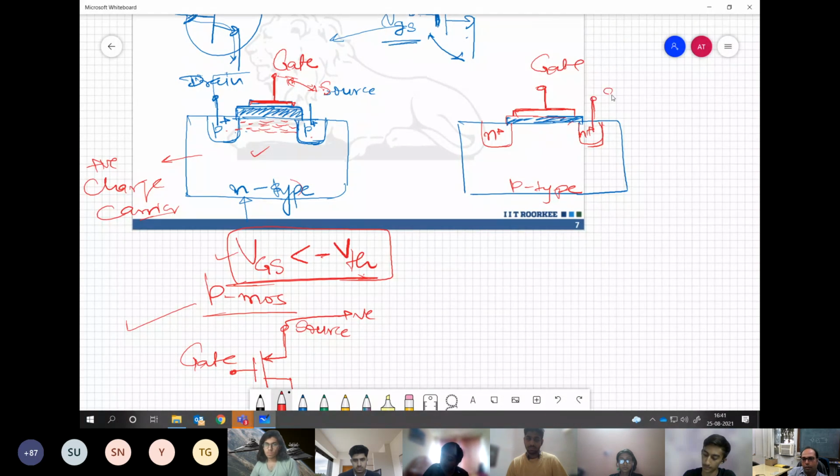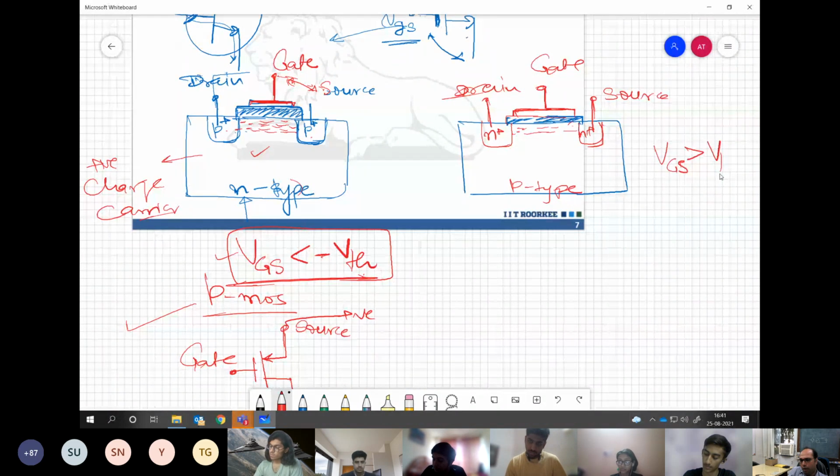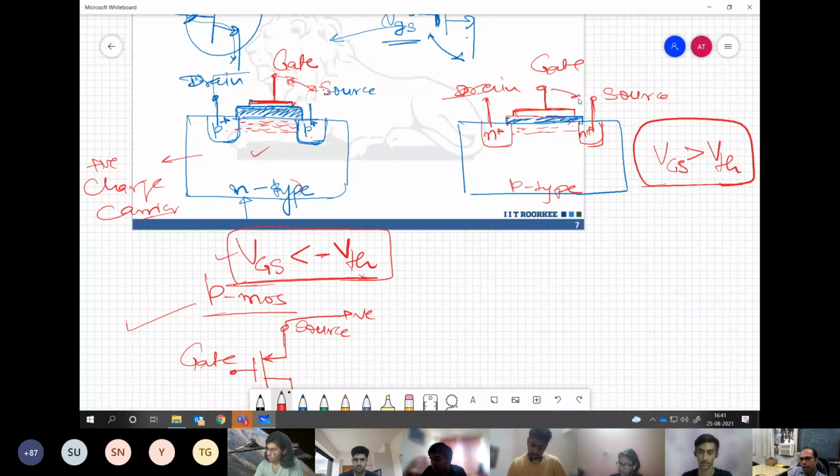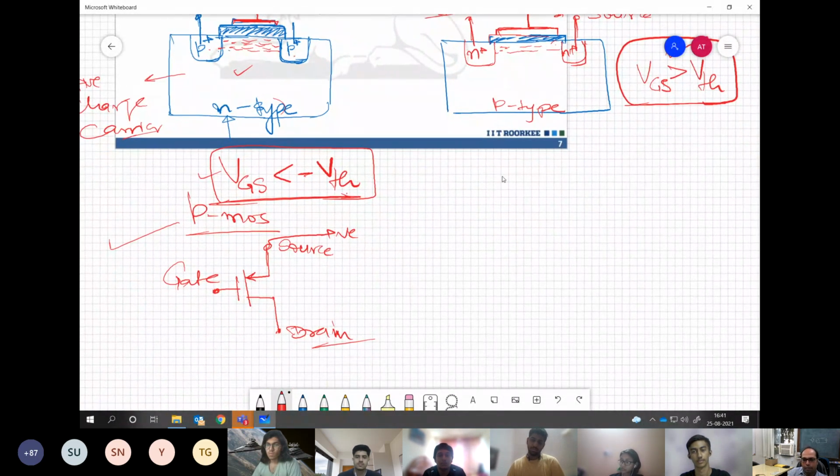So here we have the gate, source and drain terminals shown. Now here we need to accumulate the negative charge carriers. So we need to apply a gate source voltage more than the threshold value. A positive voltage must be applied between the gate and source to attract the negative charge carriers so that the current can flow whenever this field is applied. So this is called the NMOS type of FET.